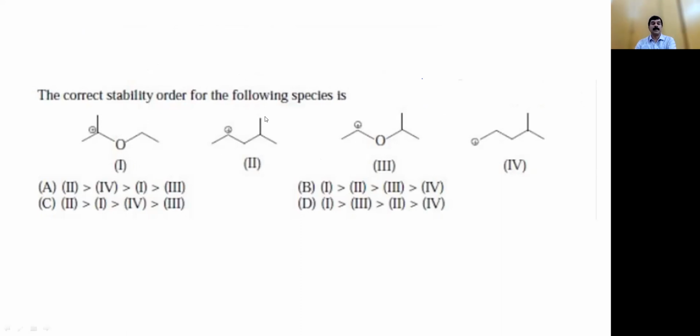Looking at this, here you don't have pi donor ability, so naturally you have pi donor abilities in structures 1 and 3. So the stability of 1 and 3 must be more. But look here: this is a tertiary carbocation adjacent to a heteroatom, and this is a secondary carbocation. So 1 should be more stable than 3. Then coming to 2 and 4, this is secondary and this is primary, so 2 is greater than 4. Yes, that is the answer.